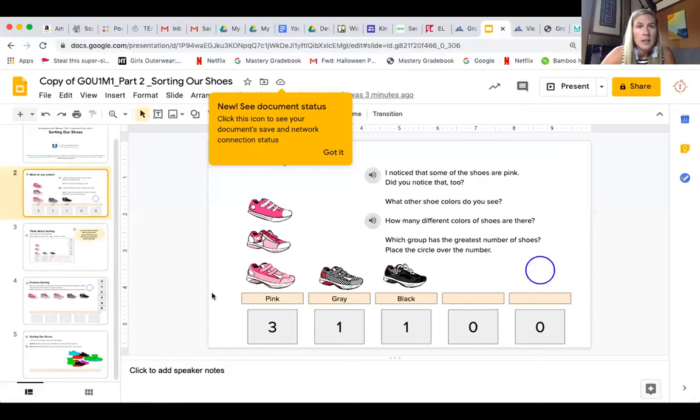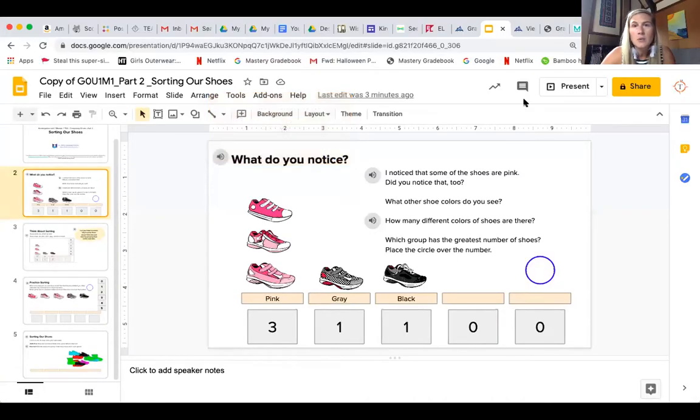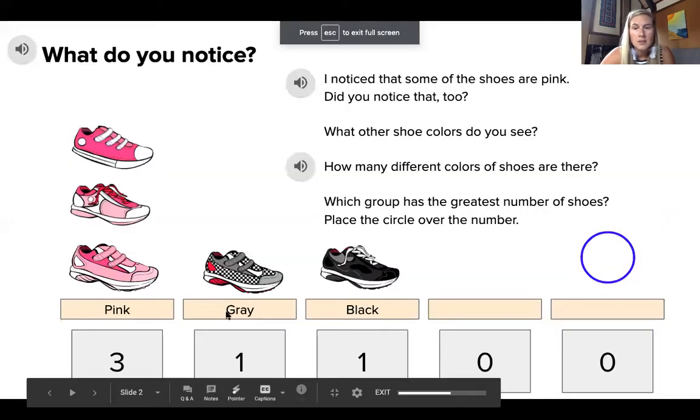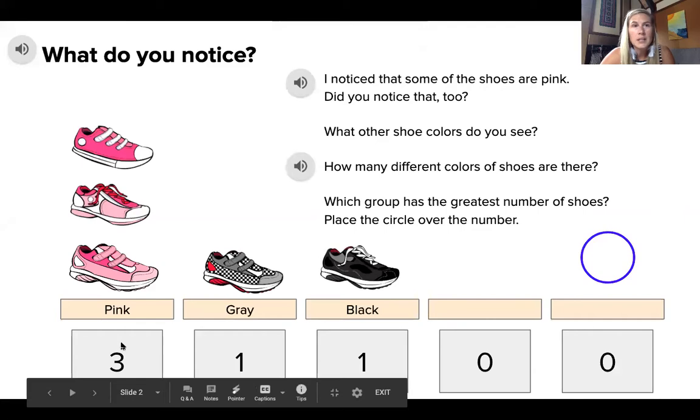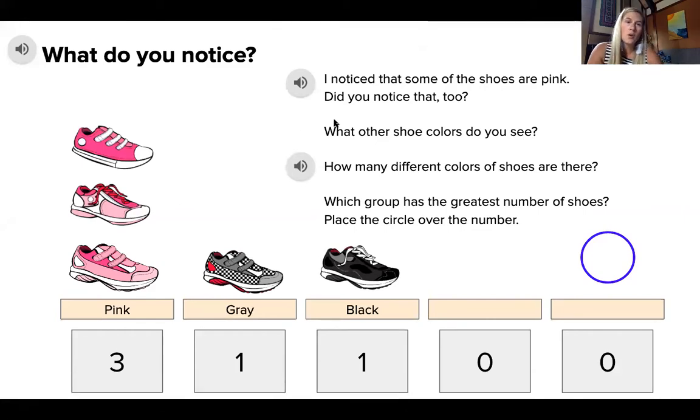Okay, I'm going to show you what it means to sort. And so what I'm going to do is share with you my screen right now. Let's see here. And then I'm going to start like this. Okay, here we go. So let's listen to what this says.